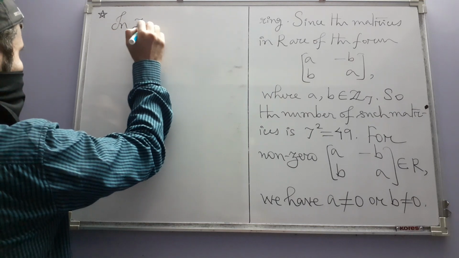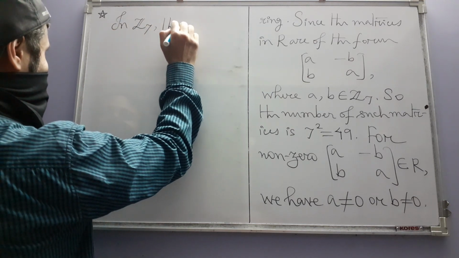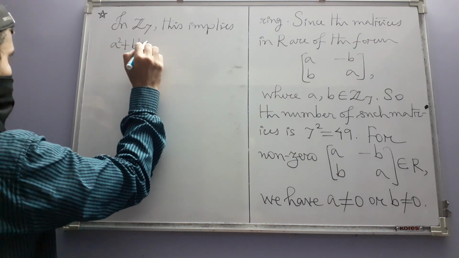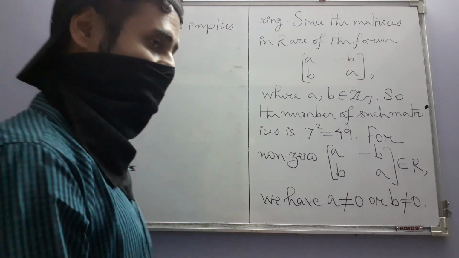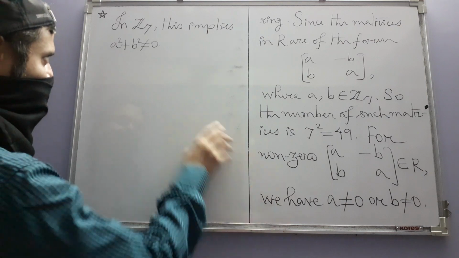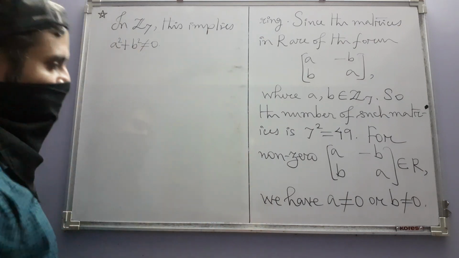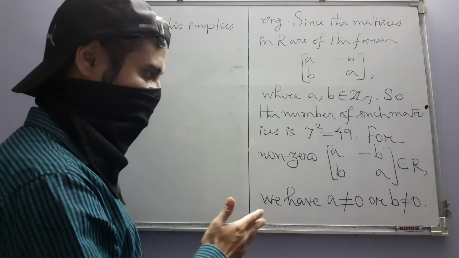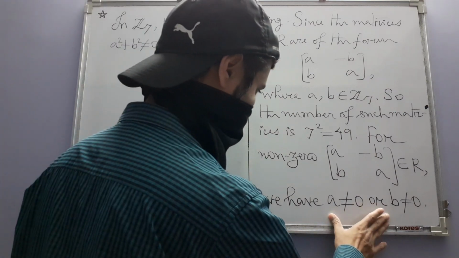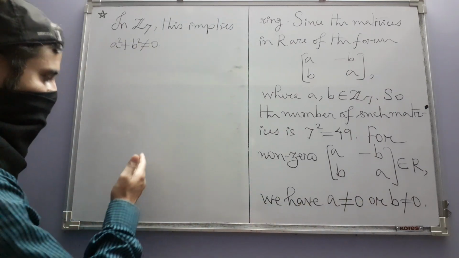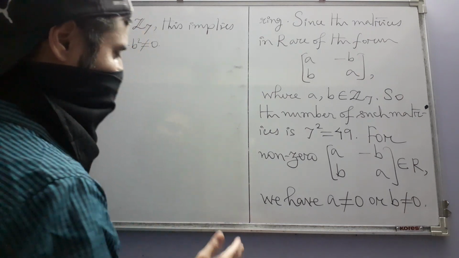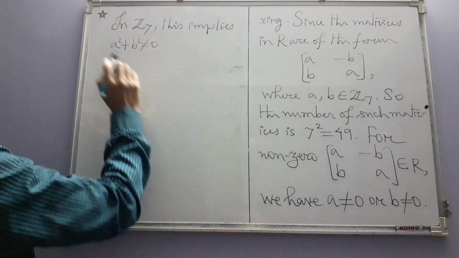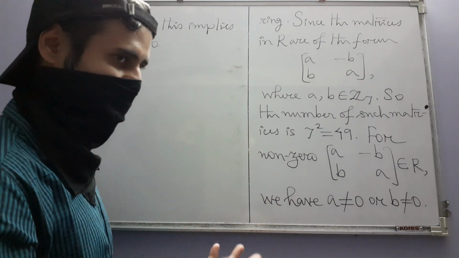In Z7, this implies a square plus b square is non-zero. In Z7 this happens, but this is only my guess. I haven't actually verified that this is the case. So you have to verify it, and you can verify by going case by case. It may seem like a very time consuming task, but once you see one or two things, that is, you take values of a and b, you will see that a square plus b square most likely will never be 0 with these two conditions. So in Z7 we have exactly the same thing, just like what we have in the system of real numbers.